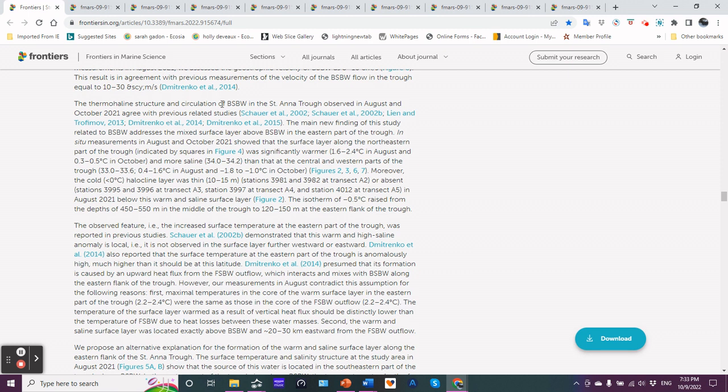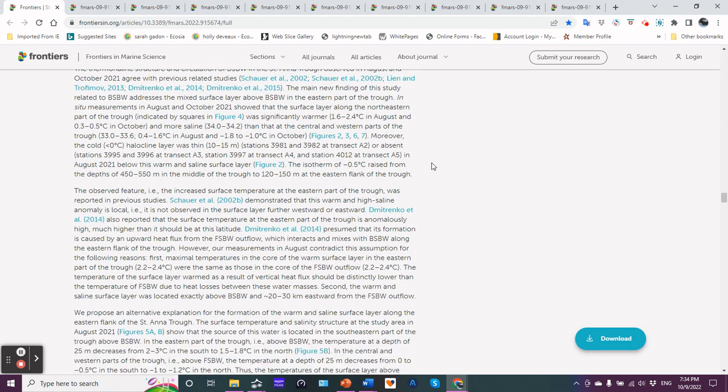The thermohaline structure and circulation observed in August and in October agree with previous studies. The main new finding of this study related to the Barents Sea branch water addresses the mixed surface layer above the BSBW in the eastern part of the trough. The measurements showed that the surface layer along the northeastern part was significantly warmer, 1.6 to 2.4 C in August, and 0.3 to 0.5 C in October, and more saline, 34 to 34.2, than that of the central and western parts of the trough.